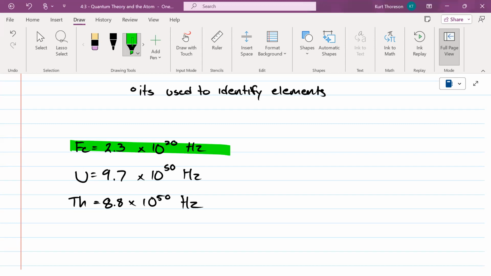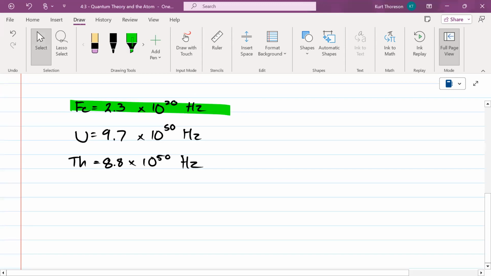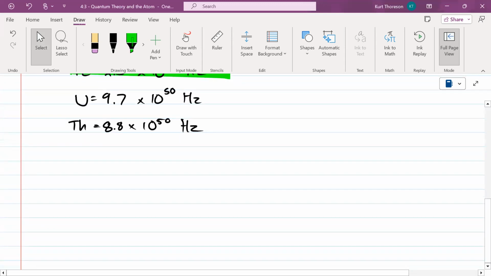Everything gives off its own unique light. It could have been uranium, it could have been thorium, it could have been something that I didn't label up here. Zinc, phosphorus, who knows? But everything gives off its own light. We use this to identify elements.